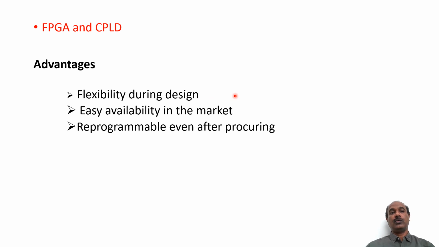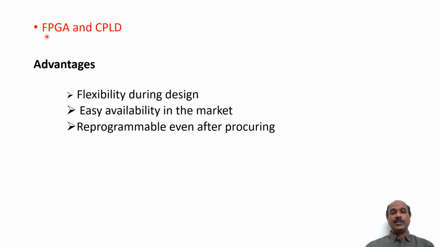You have to procure new logic devices from the market, connect them, and check them. Instead of that, if you go for FPGA or CPLD, then designing any embedded system becomes very easy. The next advantage is that they are very easily available in the market. You can directly procure them from the market, write the program, put that program into the IC, and it will start working as your process controller in your embedded system.